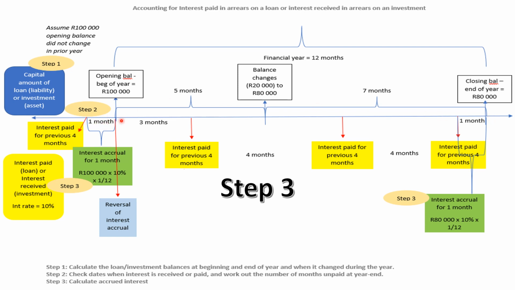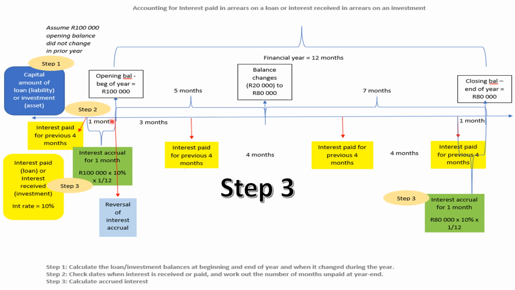So what we're saying is that at the end of the previous year, there's 1 month of interest on 100,000 Rand, because we said the 100,000 Rand opening balance was the same for the whole of the previous year. So that 1 month of interest had not yet been paid. To get that interest amount, we multiply by 10% and by 1/12.